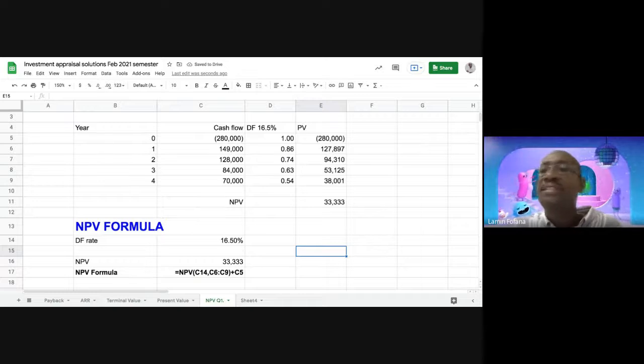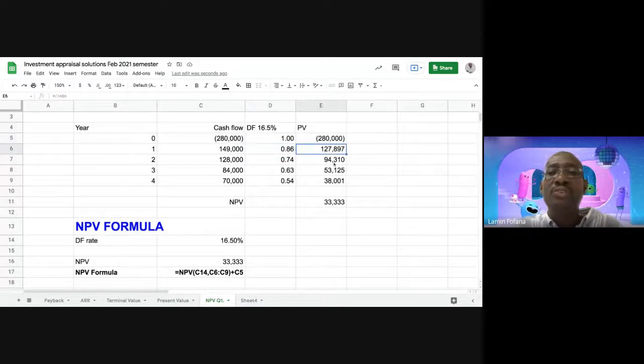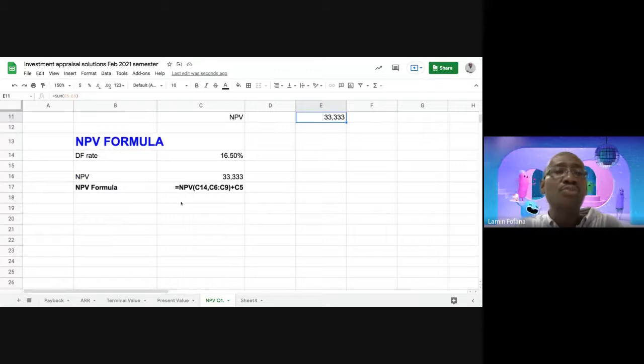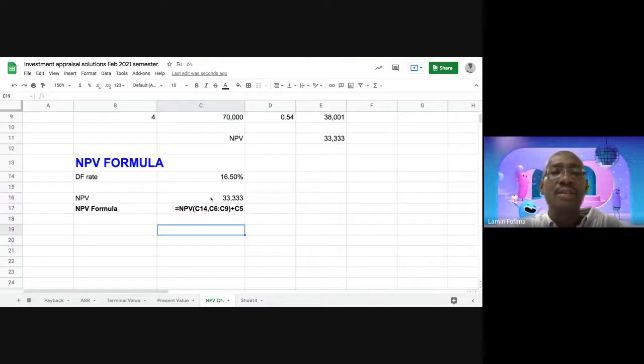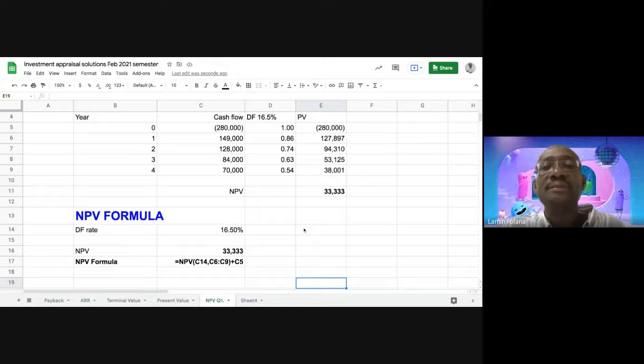Are we together? Is it clear, everybody? So this is the way we calculate our NPV easily using our discounted cash flow techniques. Of course, using our 16.5 discount factor and multiplying it to get our present value and then adding them. But if you use an NPV formula, you only apply the formula and then you get the answer straight. Can you see? This answer here is the same as this. Are we together? Yes. Excellent.